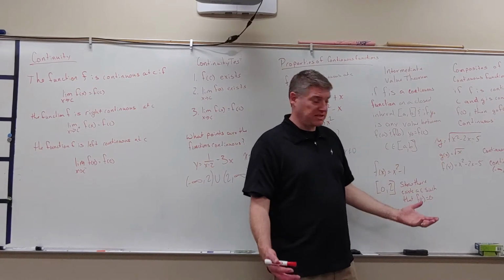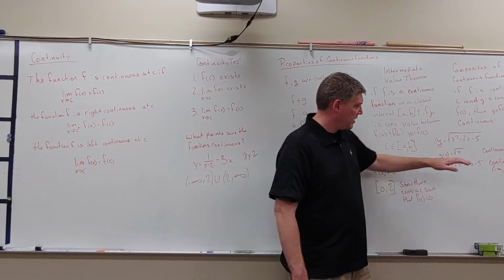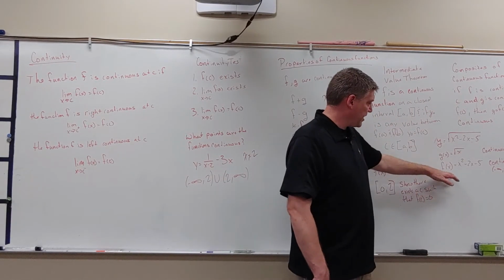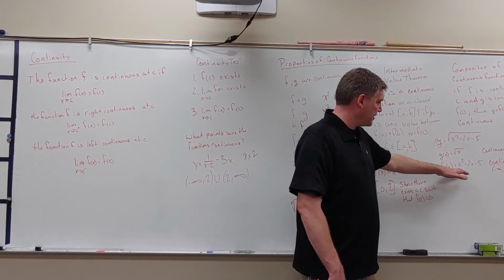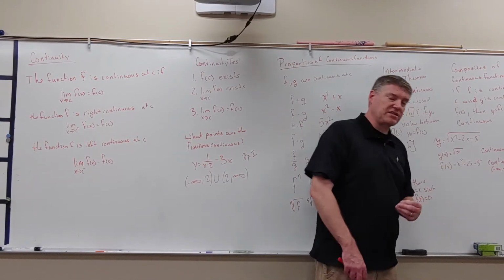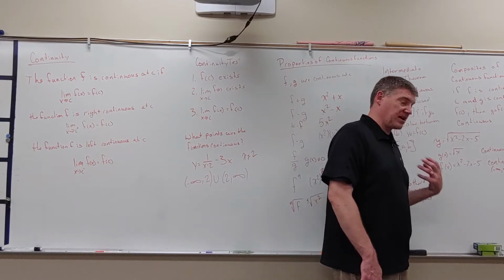G of x is continuous. G of x is the square root of x. It's continuous from 0 to infinity. Then I have this f function, which is x squared minus 2x plus 5. It's continuous between negative infinity and infinity.